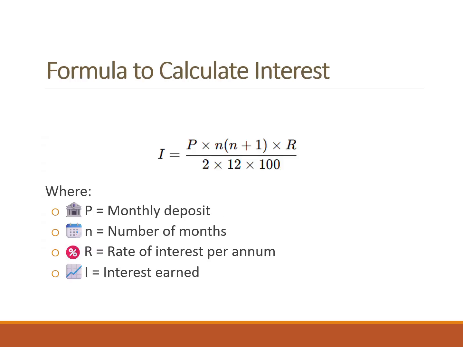To calculate interest on a recurring deposit, we use this formula, I equals P into N plus 1 into R, divided by 2 times 12 times 100. Here, P is the monthly deposit, N is the number of months, and R is the annual interest rate. This formula accounts for the fact that each month's deposit earns interest for a different length of time.